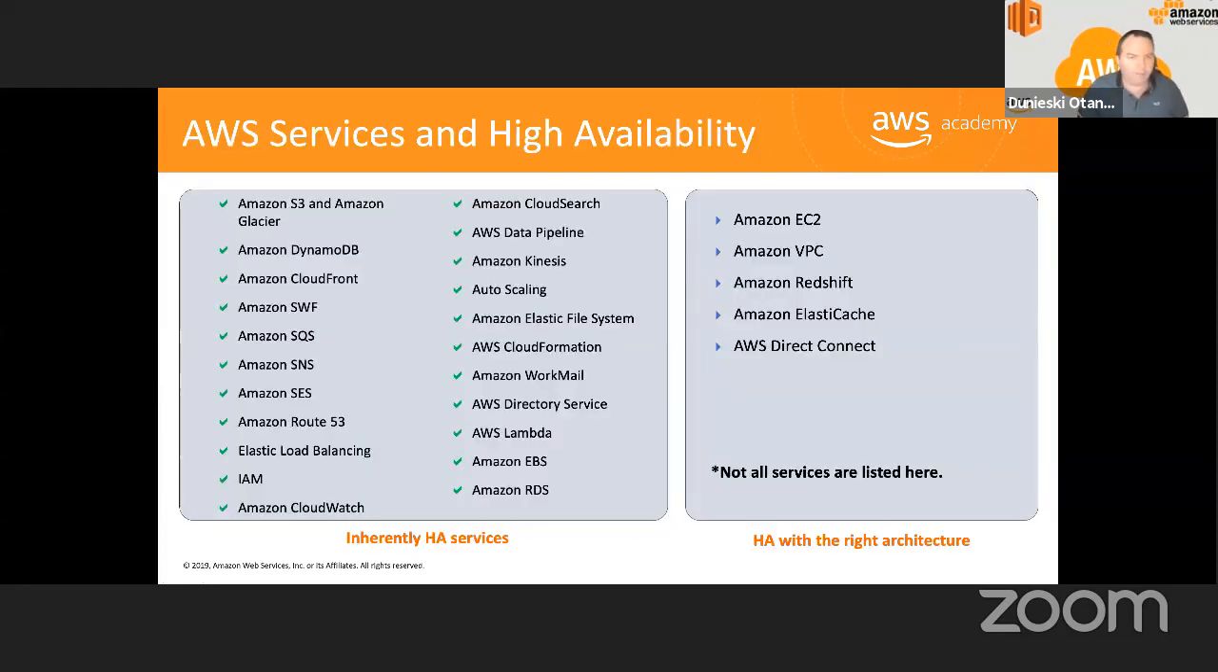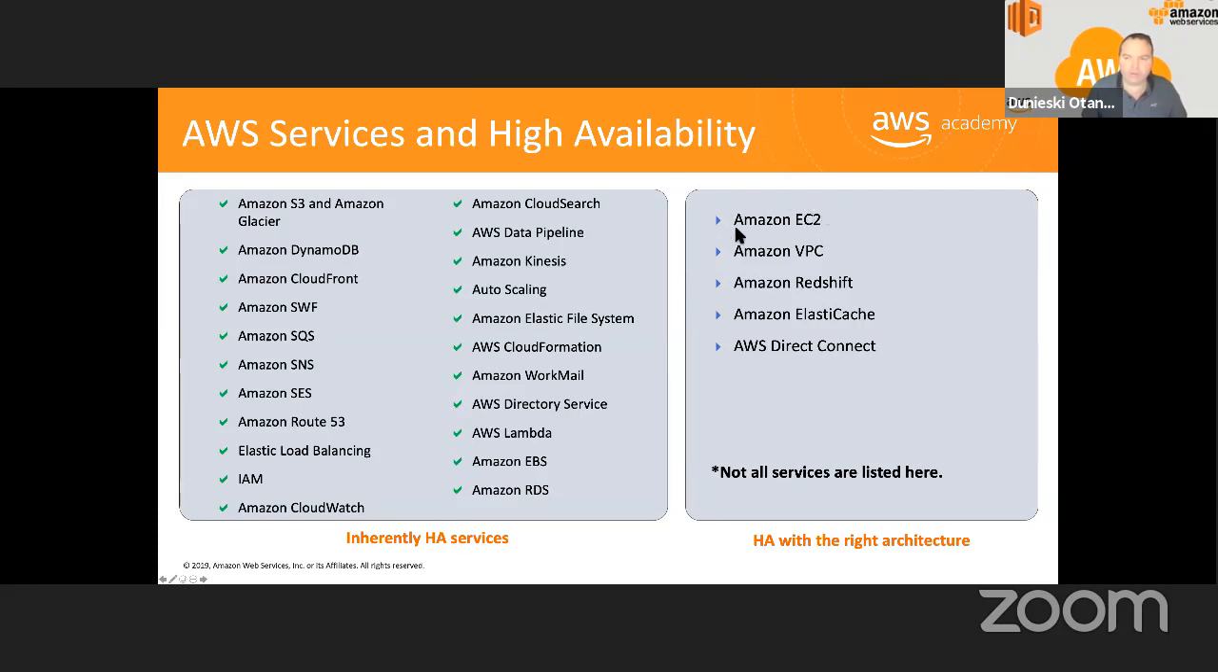Okay, so we have AWS services and high availability. On your left-hand side, you have all the services that have HA by default. It's inherent, so you don't have to do anything to make these highly available. They are already highly available. On the right-hand side, these can be highly available, but you have to do it manually. You have to make them highly available.